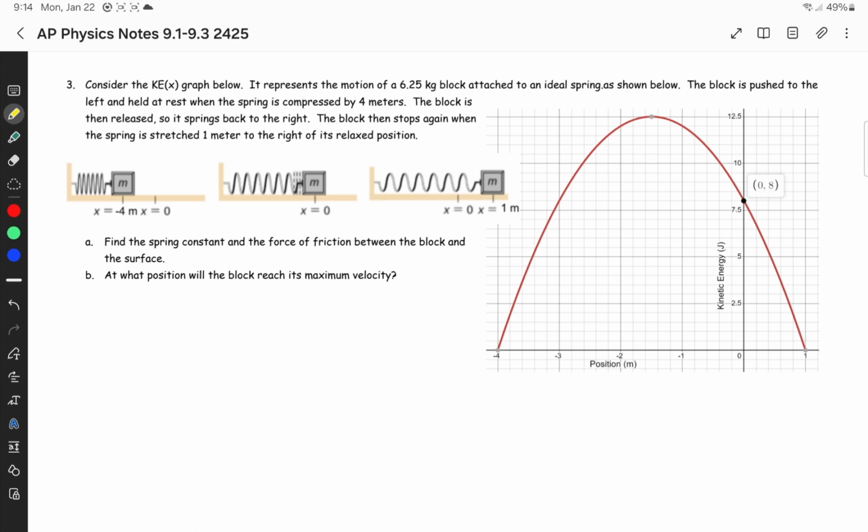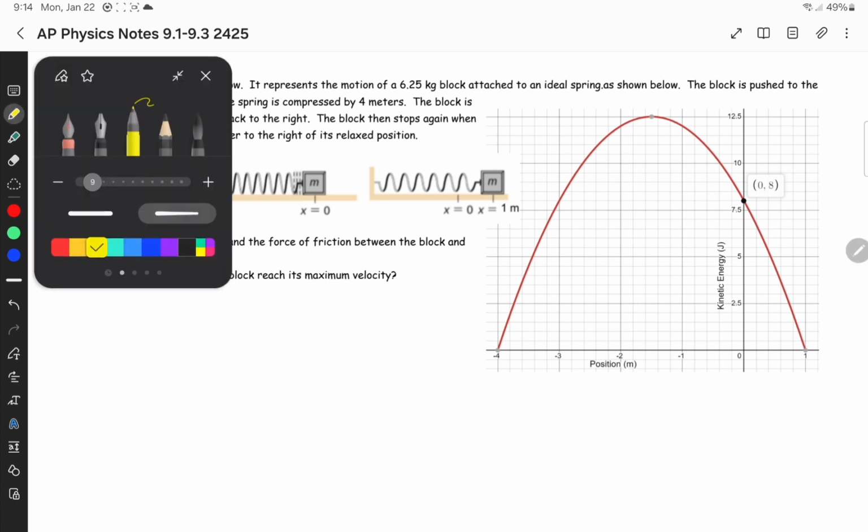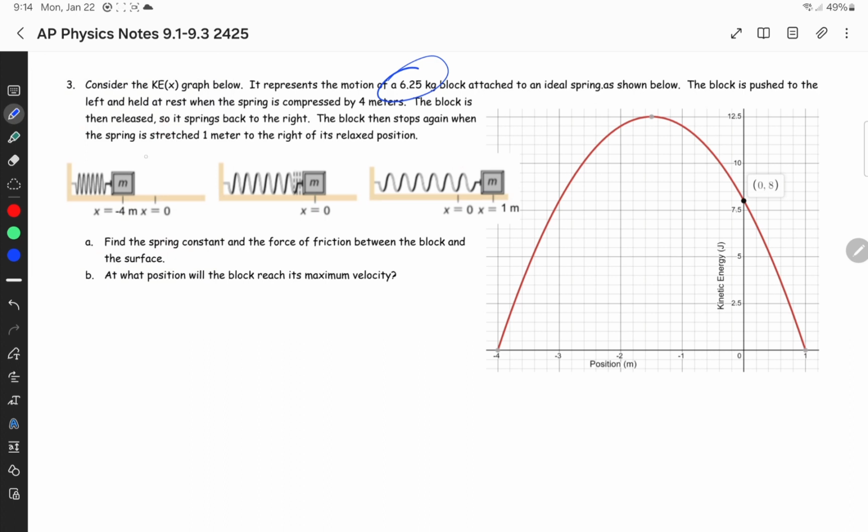All right, so we've got this kinetic energy graph. It represents the motion of a 6.25 kilogram block. So our mass is 0. Oh, no, it isn't. It's 6.25 kilograms. So what's happening is the block begins at rest, and then we're going to squish the block to the left a distance of 4 meters and hold it at rest.